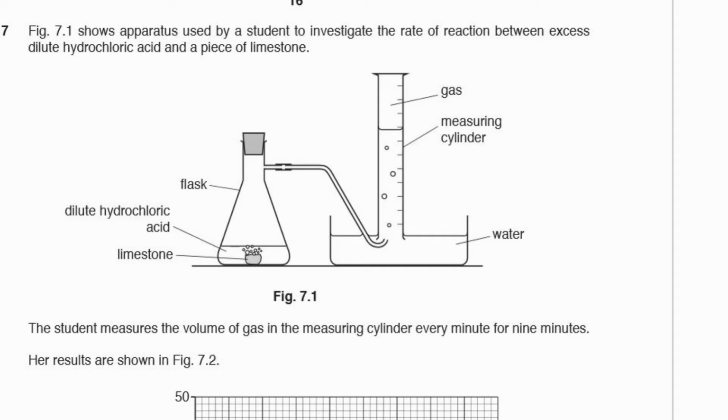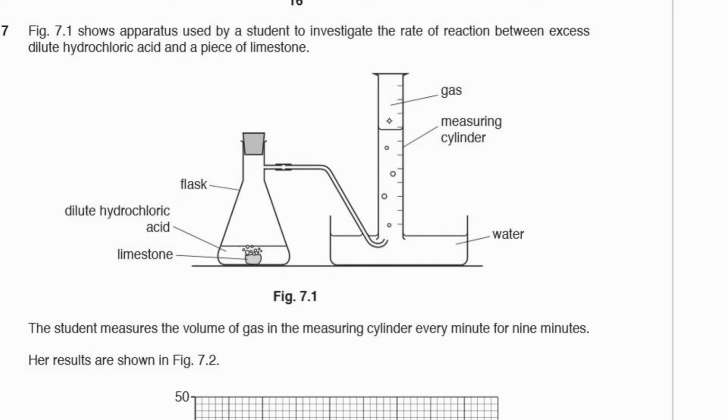Question 7. Figure 7.1 shows apparatus used by a student to investigate the rate of reaction between excess dilute hydrochloric acid and a piece of limestone. Okay, so we have a flask. We have the reaction occurring in the flask. There's a stopper on the flask, so all the gases get pushed down underneath the water so we can bubble up, and this graduated cylinder was completely full at the beginning of the reaction and fills up with carbon dioxide as the bubbles are released.